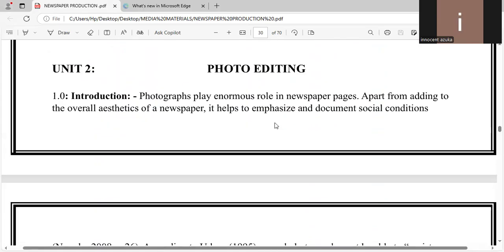Now look at photo editing. A photographer plays an enormous role in newspaper pages. So apart from adding to the overall aesthetics of a newspaper, it helps to emphasize.